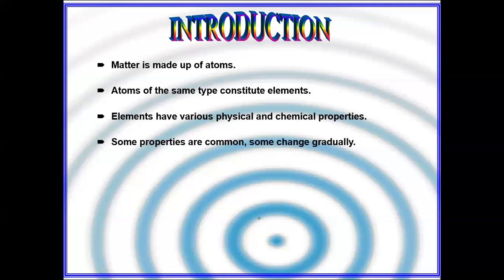After this, some properties change gradually. If we know the melting point of, let's say, the first two elements, we can predict the boiling point of the next one. Not exact, but near to the boiling points. Similarly, keeping in mind their physical properties, chemical properties, their atomic number, their mass number, elements are arranged. They can be classified.